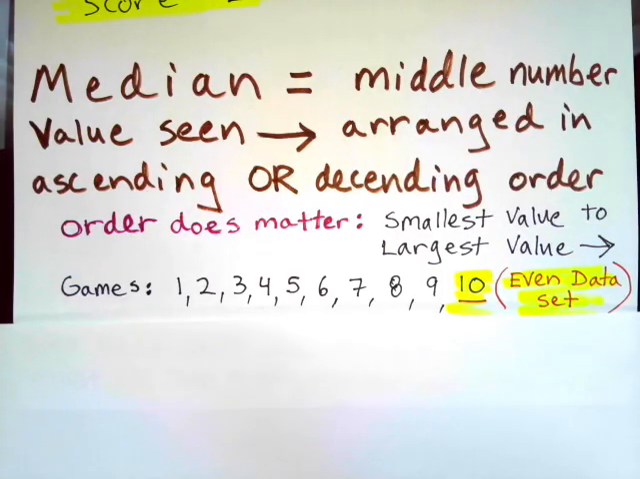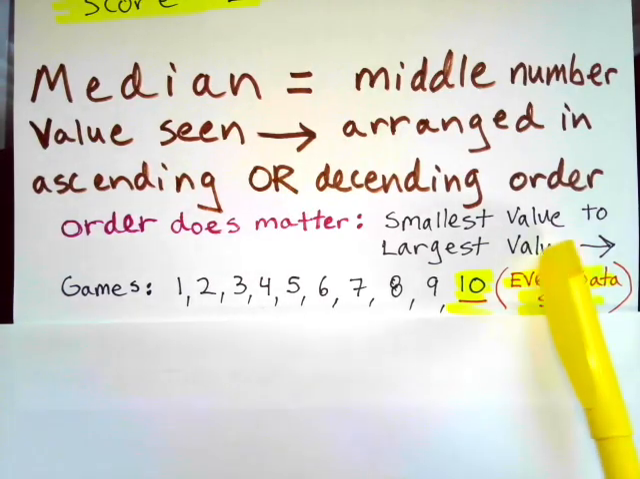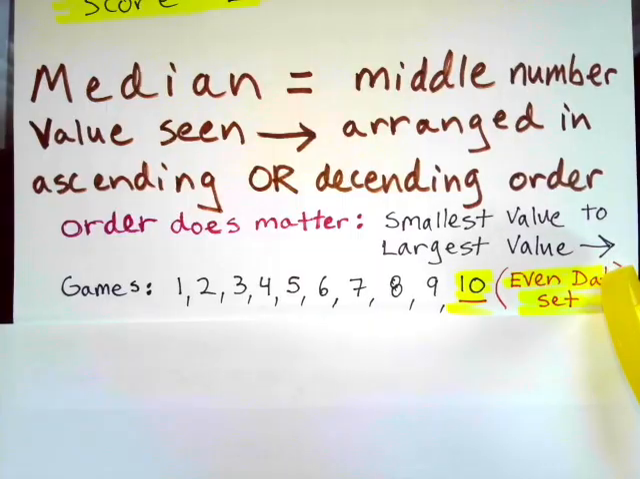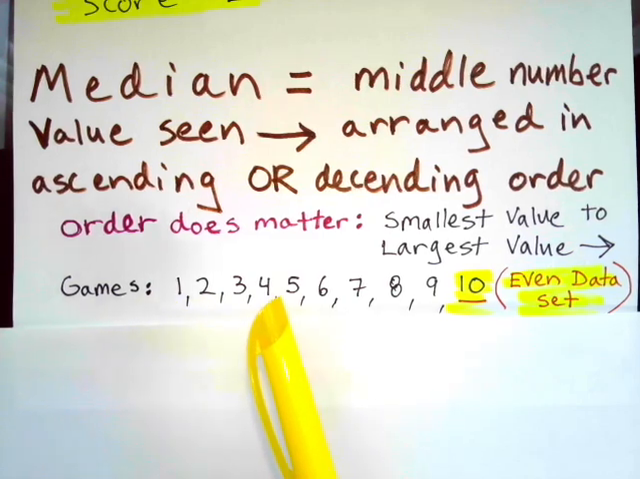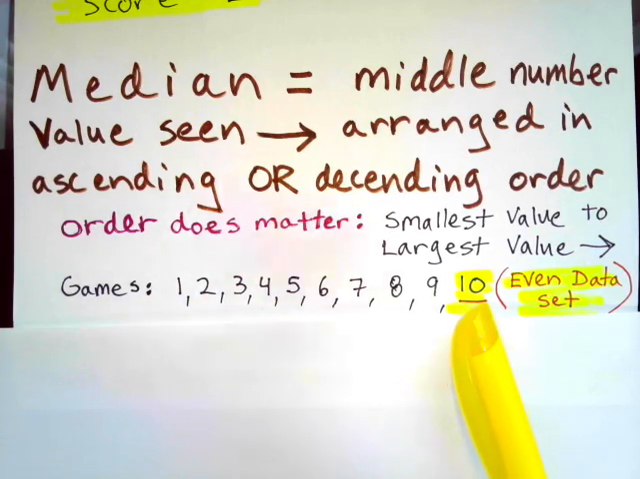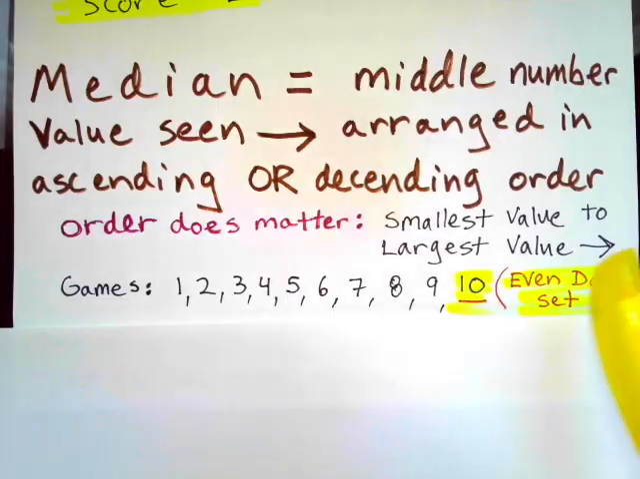So there is something you need to understand. In an even data set, there is no middle number. So there's something special that you need to do. In this problem, there's 1 game, 2 games, 3 games, 4, 5, 6, 7, 8, all the way up to 10 games. That's an even data set.